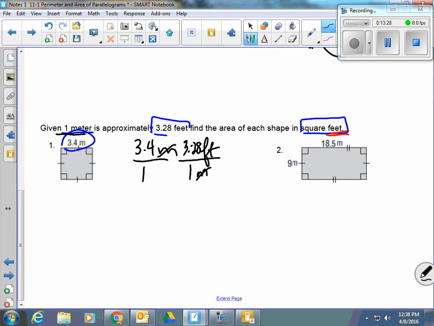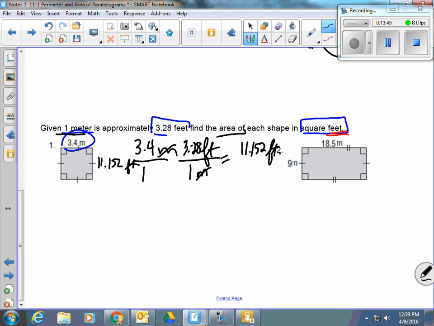So then here you're going to be multiplying 3.4. You're not cross multiplying, you're multiplying straight across. So it's 3.4 times 3.28, and that would give you 11.152 feet. So that means over here that each side is 11.152 feet.